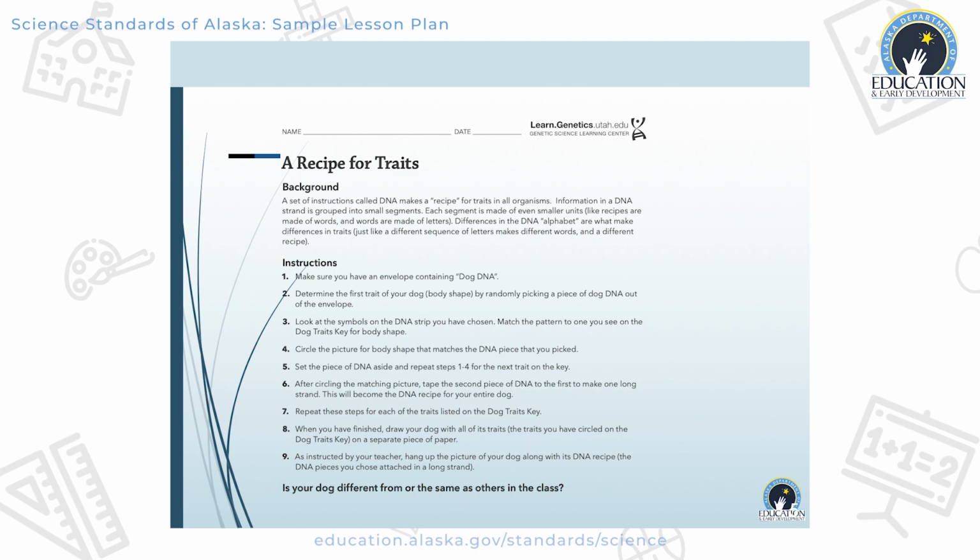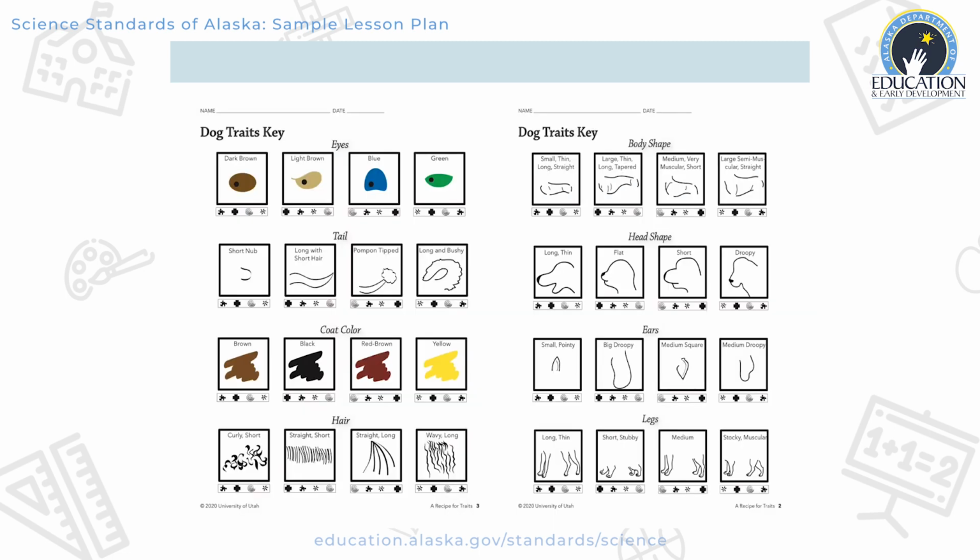While this lesson definitely simplifies the process, I believe it makes the ideas of DNA and genetics accessible to all students. Students randomly choose their DNA samples from an envelope and use these to determine the traits of their dog. They then draw the dog with the given traits. Here's an example of strips they'll pull out and the key to what they'll make their dog look like to represent all of these different things.